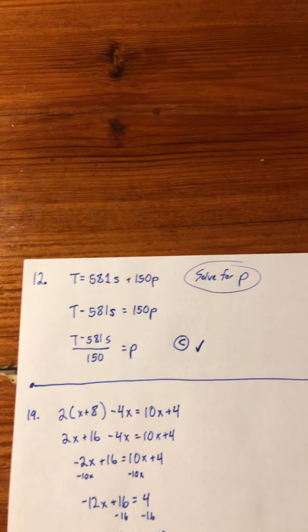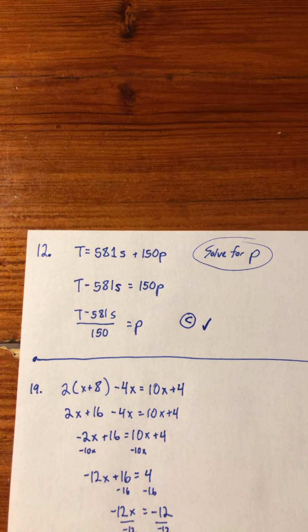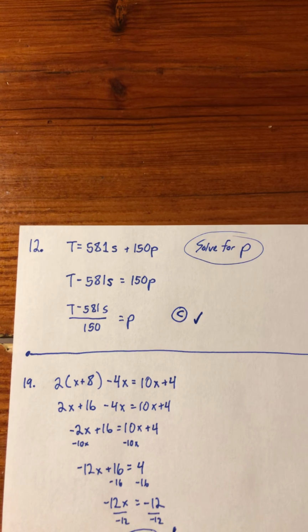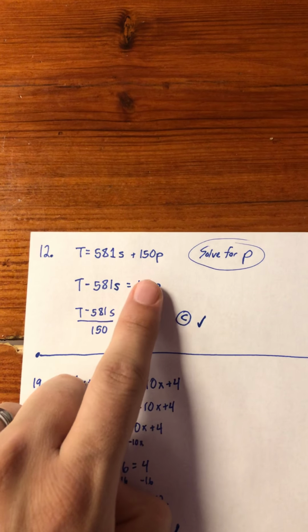All right, question by question. Number 12 is saying t equals 581s plus 150p, and if you read the problem carefully, it's basically asking you to solve for p. So to solve for p, we're gonna just use algebraic technique.